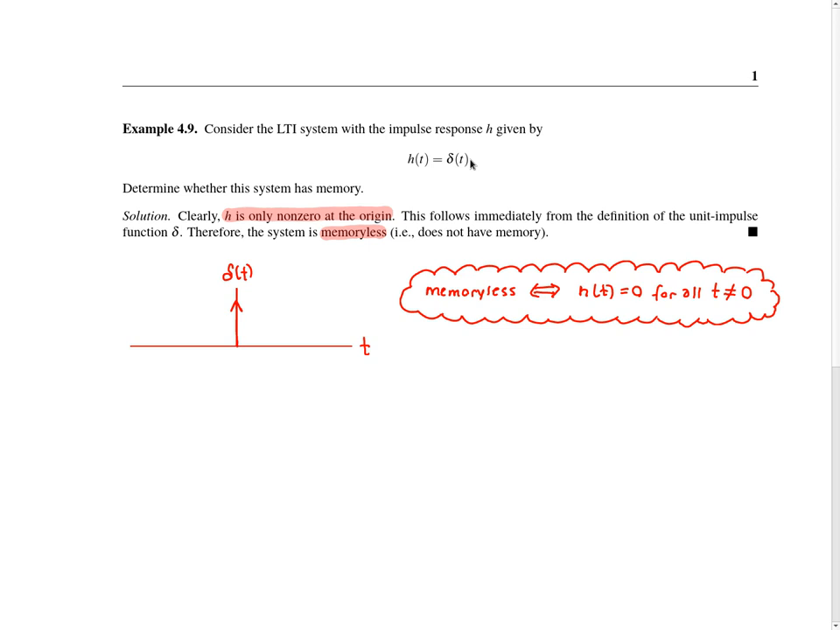So the first thing we need to remember is that an LTI system is memoryless if and only if its impulse response h satisfies this type of relationship here. In other words, the impulse response is 0 everywhere except at the origin. So if we plot the delta function, what we have is a graph like what's shown in the bottom here. Clearly this function is only non-zero at the origin. Therefore it satisfies this condition here. Therefore the conclusion that we have is the system is memoryless, or equivalently the system has no memory.